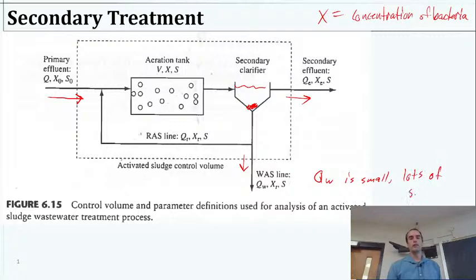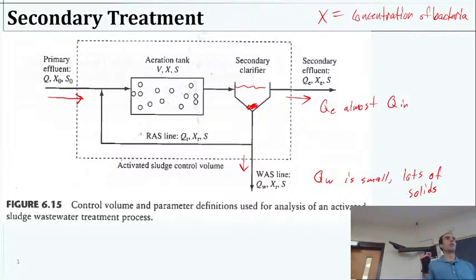So we'll just say lots of solids there. And in the flow rate going out, this is most of the water going out of the clarifier. So we'll say QE is maybe almost Q in, we'll call it, if Q in was coming in for the first place. So it's just a little bit less than. So most of our water is just going straight through the clarifier and going out.